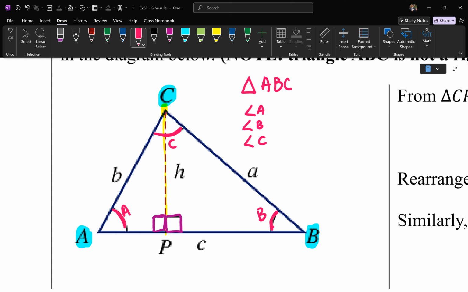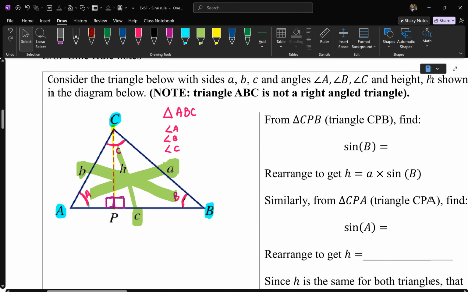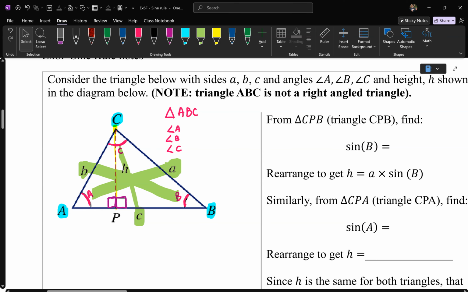Then notice that opposite those angles, I'm going to do it in green. Opposite to angle A, we've got little a. Opposite to angle B, we've got little b. And then opposite angle C, we've got little c. These are the notations specifically used for non-right angled triangles. And those corresponding sides help you to use the formula. So, let's see what the formula is. That's just for you to read what's happening there.